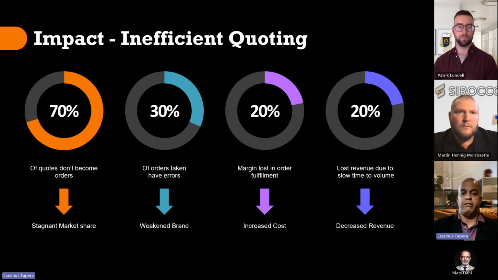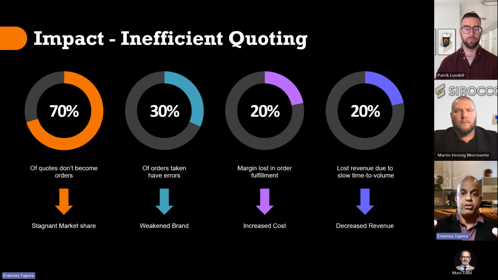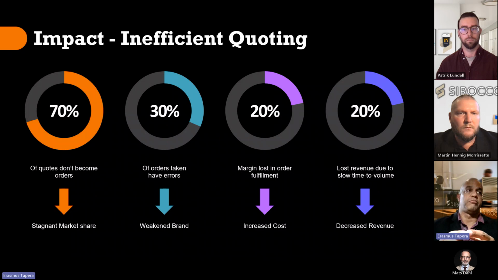So the whole idea here, as we wrap up, is why am I doing this? Well, without a CPQ automated solution, these numbers drop. You get fewer quotes that become orders. There's loss of revenue. Not only that, but you also are weakening your brand, meaning that people don't find you reliable anymore. And then they go on social media and start saying bad things about you or not returning to your page.